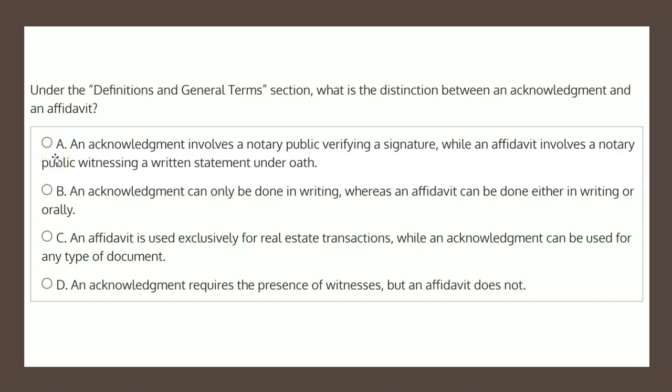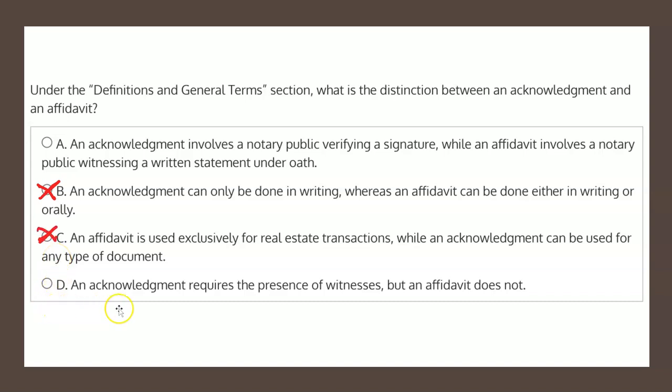But before we mark it as such, let's have a look at the other three choices just to be certain. Choice B states, an acknowledgement can only be done in writing, whereas an affidavit can be done either in writing or orally. Now this is not the distinction that's stated in the law that I just read from, therefore we can eliminate choice B as a solution. Choice C states, an affidavit is used exclusively for real estate transactions, while an acknowledgement can be used for any type of document. Once again, this is not the distinction that's specified in the law that I read from before, and therefore choice C is not the correct solution either.